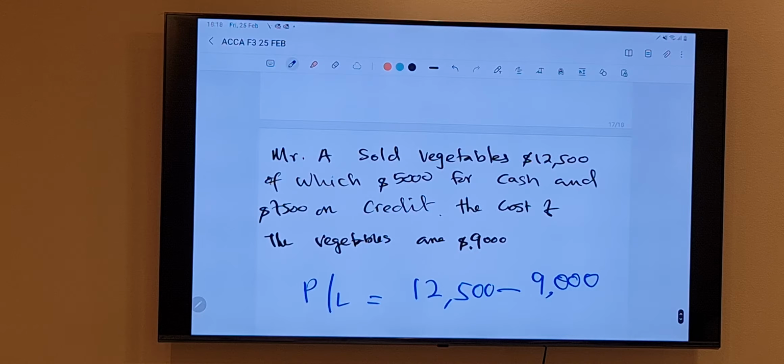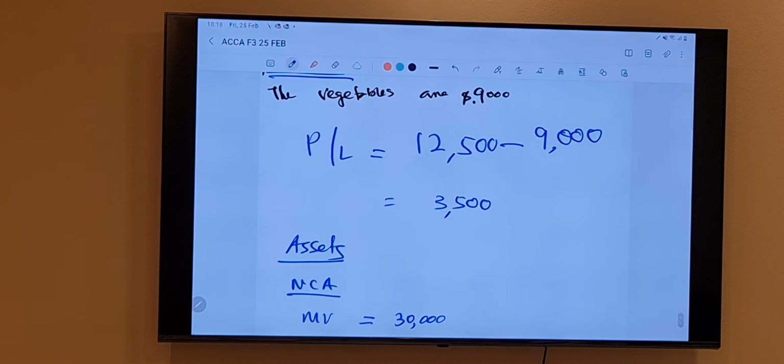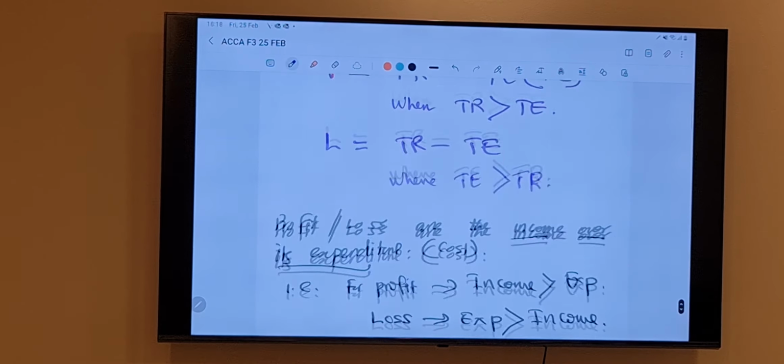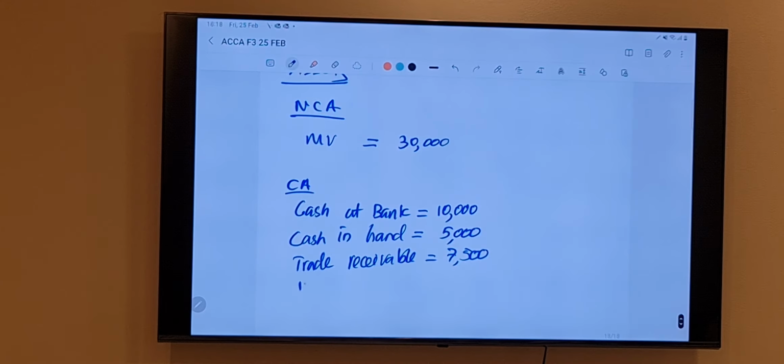Now, what about this 7,500? How does it look? Trade receivables. So, that is also my asset. Trade receivables are the 7,500. And now how much vegetable does he have now? 20,000 minus 9,000, 11,000. So, inventory.